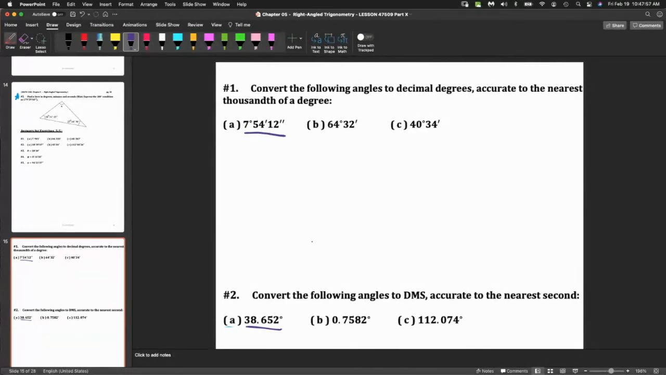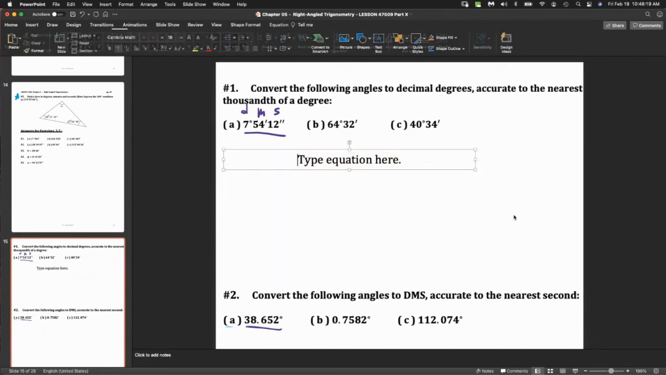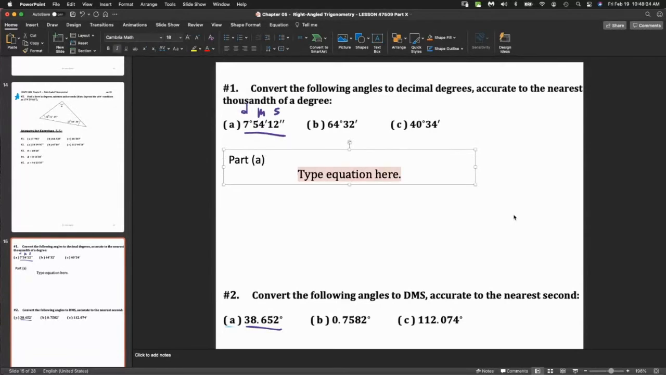So remember that degrees, minutes, and seconds is just like time. One hour has 60 minutes, just like one degree has 60 minutes. So this is degrees, minutes, and seconds. You can convert that into degrees as a decimal value by doing the following operation. I'll do it over here. So I'm answering part A. Just part A. This would equal the following: 7 plus 54 over 60 plus 12 over what? What goes down here? What goes down there?